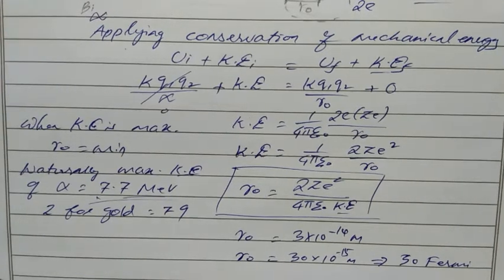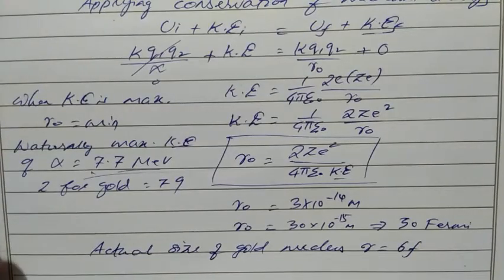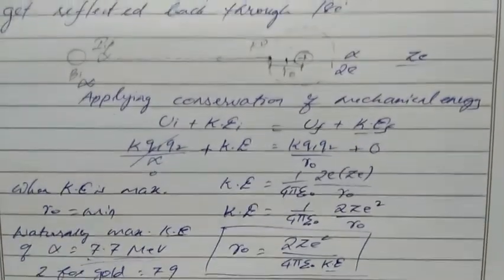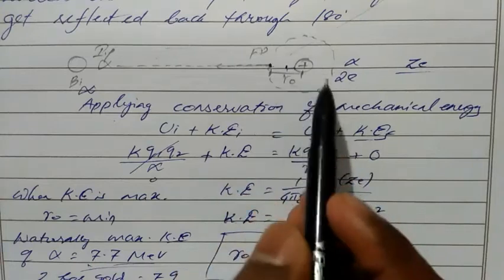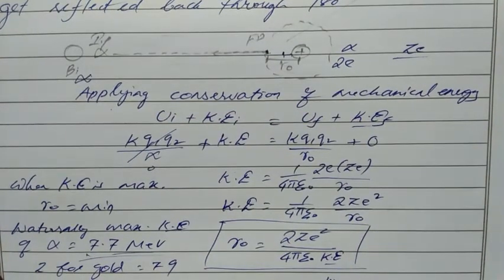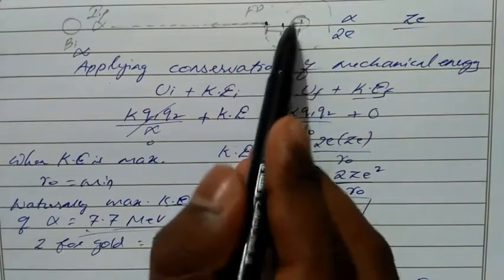Okay, so the actual size of gold nucleus will be R equal to 6 Fermi. So the total size of gold nucleus, total distance is 6 Fermi, but R naught will be 30 Fermi. Clear? So this is R naught value 30 Fermi, this size will be 6 Fermi.